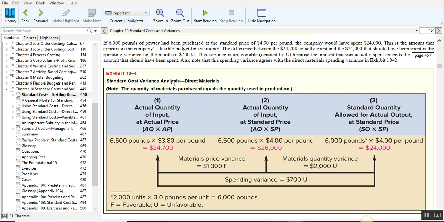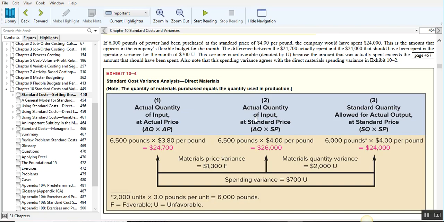Now, when we look at cost analysis for direct materials, here's an example. I'm going to go over here and start with standard quantity. Standard quantity of 6,000 pounds, which is what we would need in order to make the produced output. So we have 2,000 units times 3 pounds per unit, 6,000 pounds. So that's the standard. Times the standard rate or price is $4 a pound. So we get a standard cost for this production of $24,000.